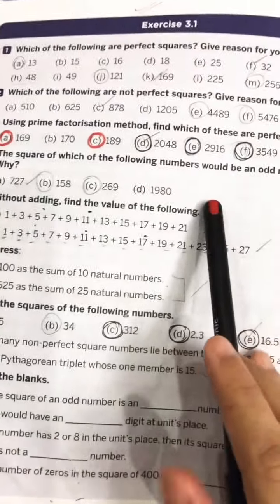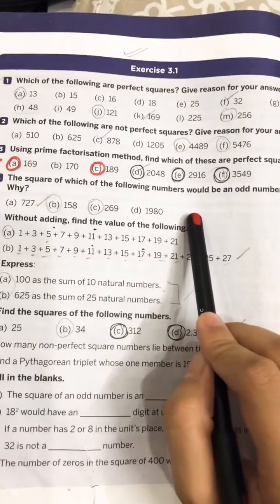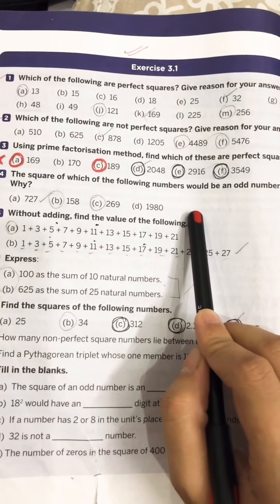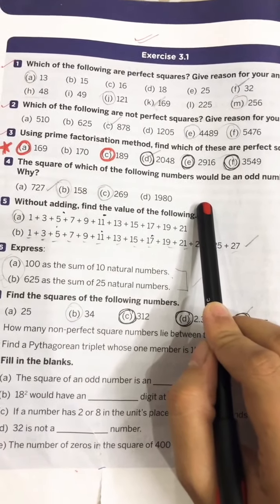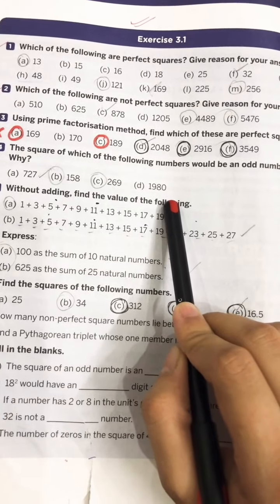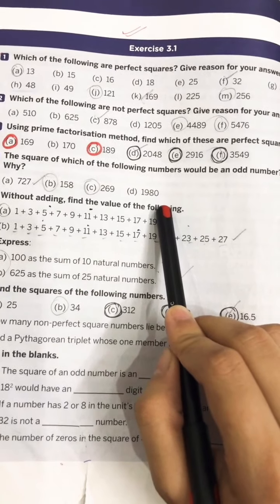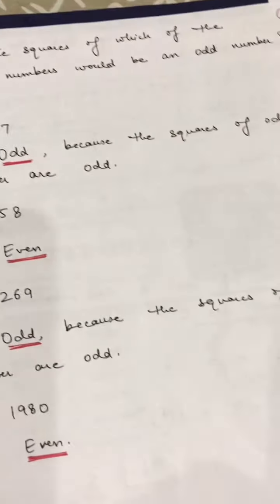Okay, students. Now the next question is question number 4. The square of which of the following numbers would be an odd number and why? Here we have 4 parts. Out of these 4 parts, you have to tell which numbers' squares are odd and which are not, and give the reason.